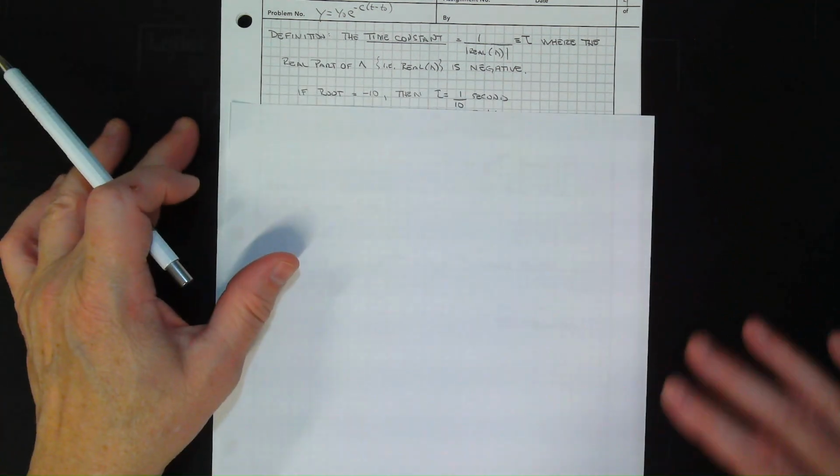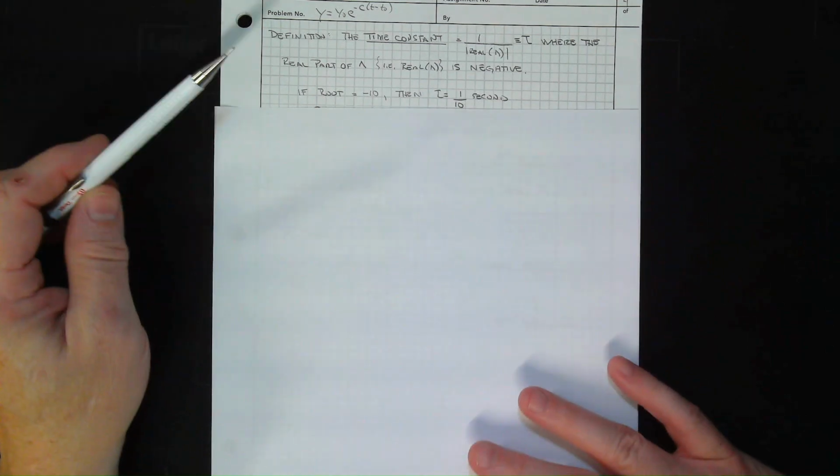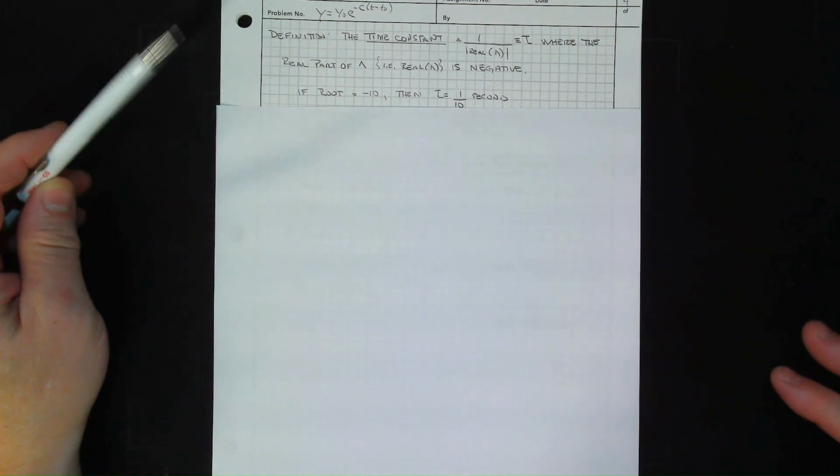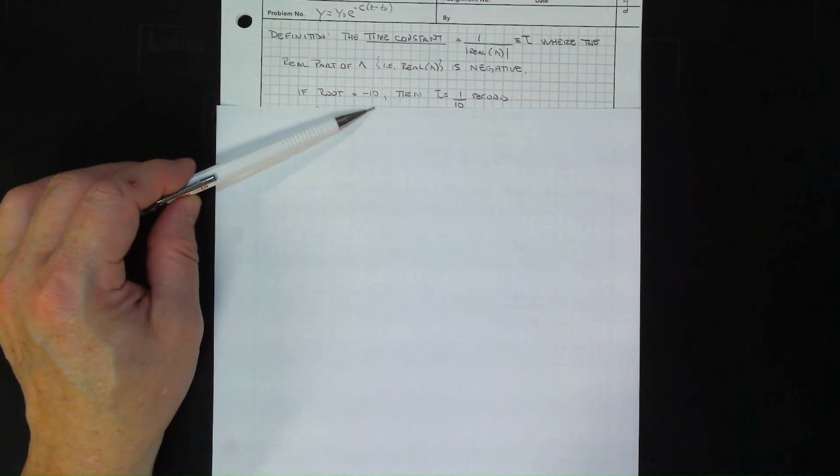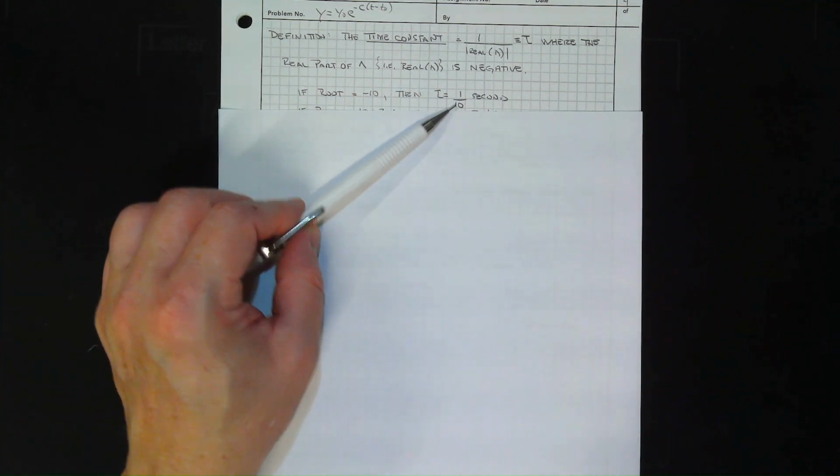So let's just take a look at that. Let's say you take a look at the characteristic equation. You say, oh, lambda equals minus 10. No problem. Then the time constant is 1 over the 10, take away the minus sign. So it's 1/10 of a second.